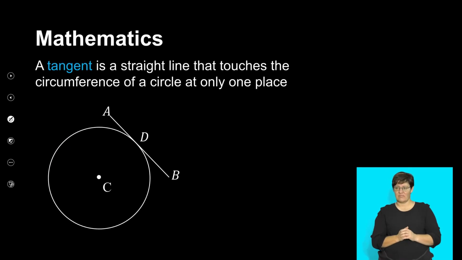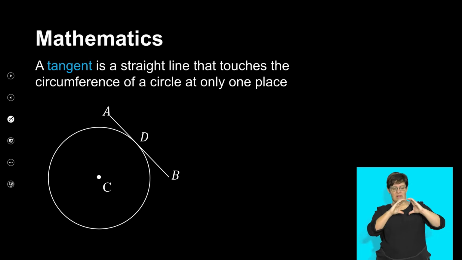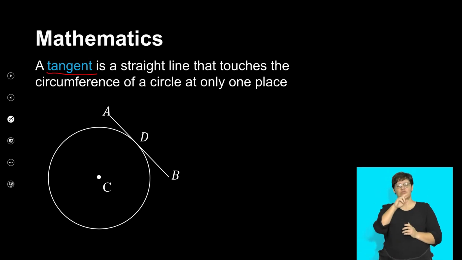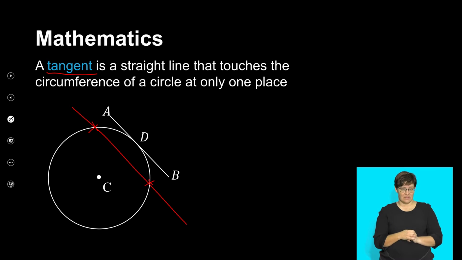So if we go to the next slide, a tangent, which you would have gone through in geometry, is a straight line that touches the circumference of a circle at only one place. The red line here is not a tangent because it touches my circle there and it touches my circle there. Line AB is a tangent because it only touches my circle once. And so that is a tangent.